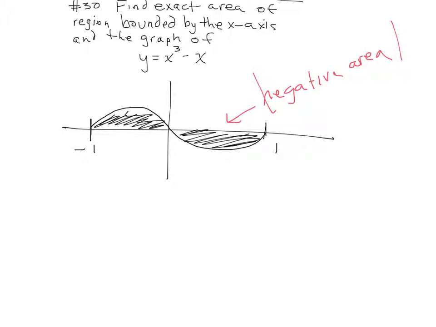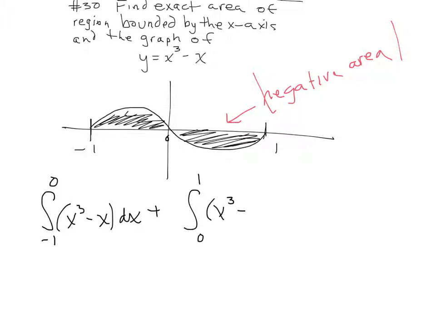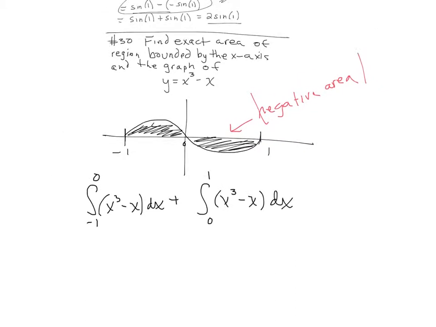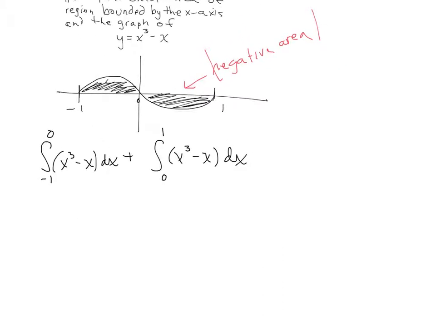So what we're going to do is split this integral up from -1 to 0 of this function, x cubed minus x dx, plus, and we'll just absolute value it later, the next interval from 0 to 1, x cubed minus x dx. All right, so away we go, antiderivatives. What do I write?